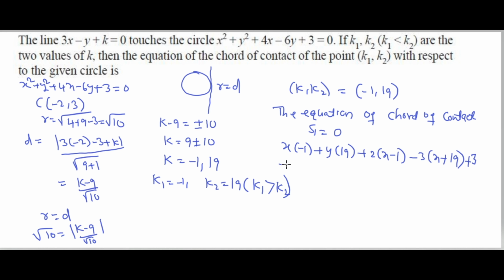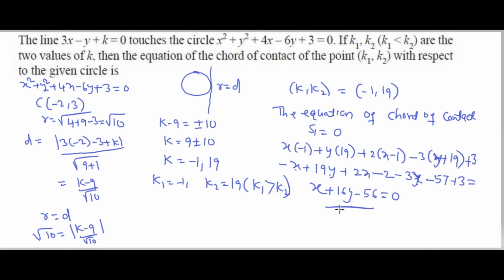So x × (−1) is −x, plus 19y, plus 2x − 2, minus 3y, minus 3 × 19, that is 57, plus 3 is equal to 0. So −x + 2x is x, and 19y − 3y is 16y. Here the constants are −2 − 57 + 3, that is −56, equal to 0. This is the answer.